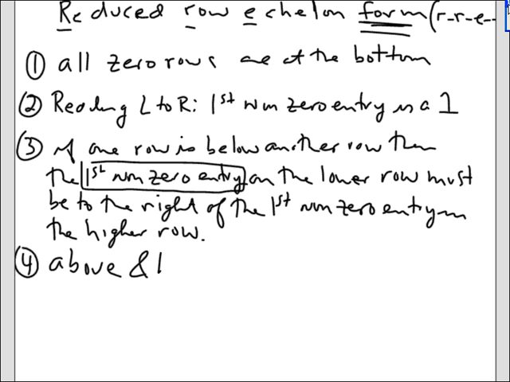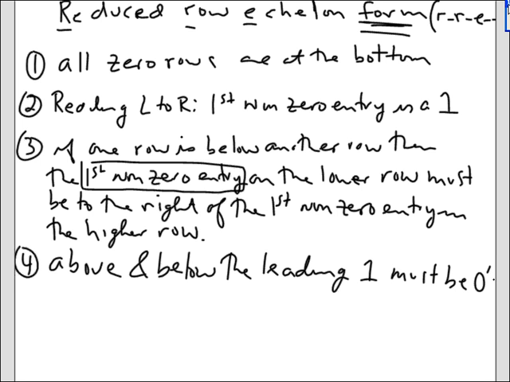Above and below the leading 1, that is, the first non-zero entry in each row, must be zeros. In other words, if in the first row the leading 1 is where I just put it, there is no above the first row. Everything below it must be 0. And of course, to the left must be 0.